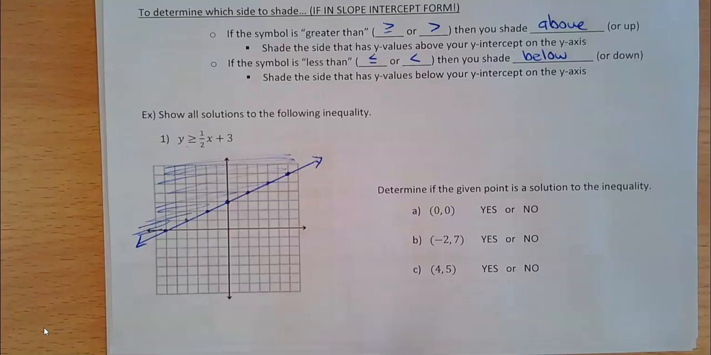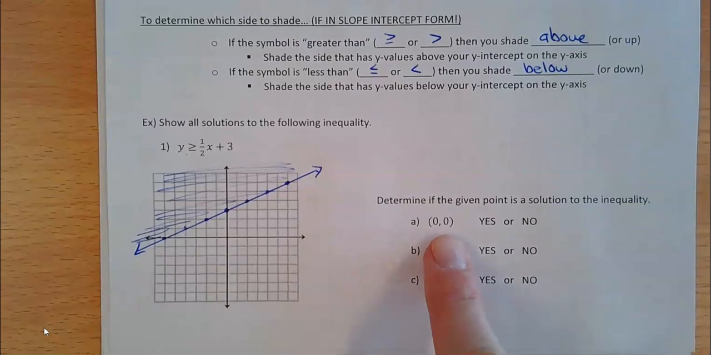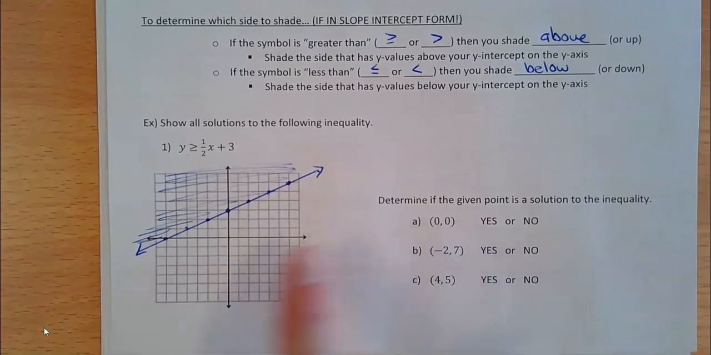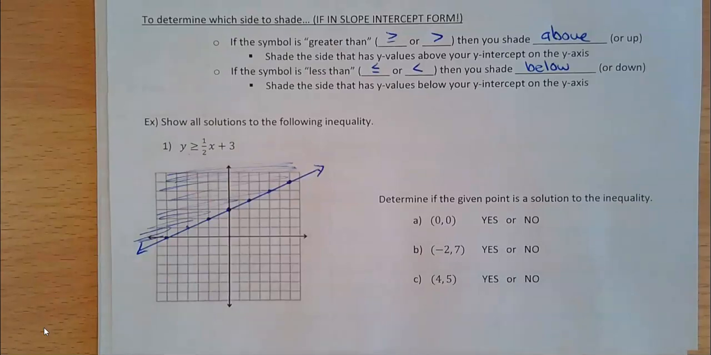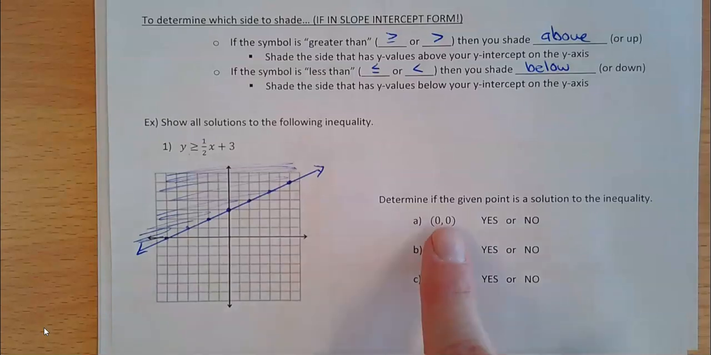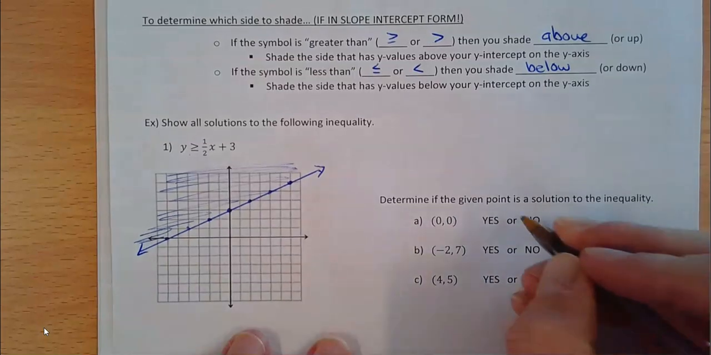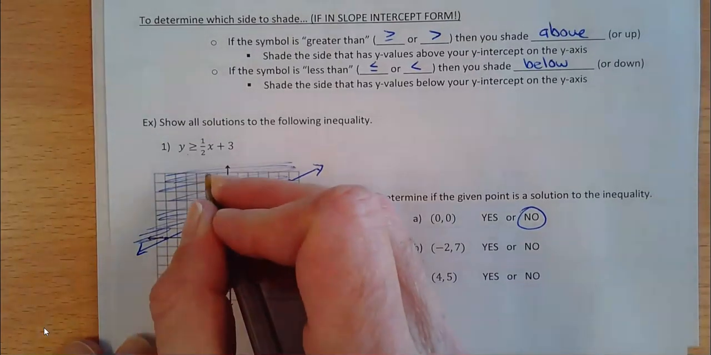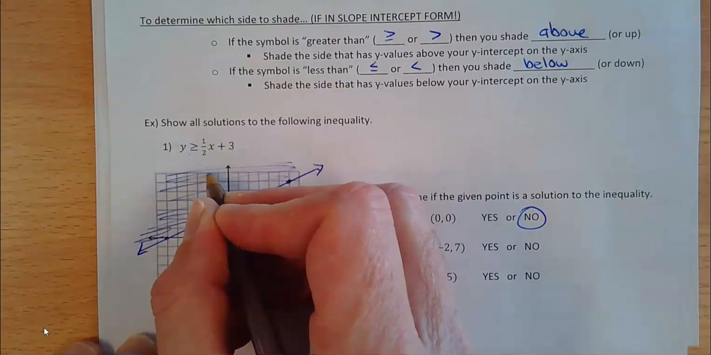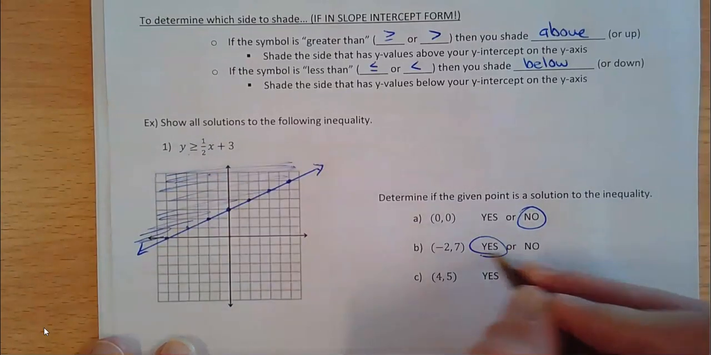And it has some questions here. It says, is (0, 0) a solution? One way would be to plug them in and see, but since I have a visual presentation of all the solutions, I just look at the graph. So (0, 0), is that in the shaded region or not? No, it's not. So that one's not a solution. How about (-2, 7)? So (-2, 7) is right there. It's in the middle of the shaded region, so that is a solution.